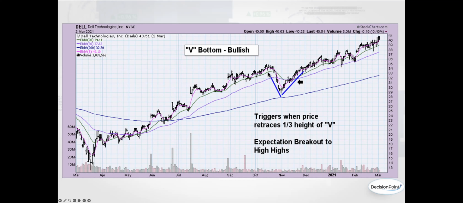So what you're looking for is for price to retrace 1/3 of the left side of the V. Once you get 1/3 of a retracement, that's when the pattern is confirmed. That's when you start looking for that breakout past the left side of the V. These are great patterns if you can find them. Like I said, coming out of the 2020 lows and moving into 2021, we found a lot of V-bottom charts, and it was certainly very profitable to find those particular chart patterns.